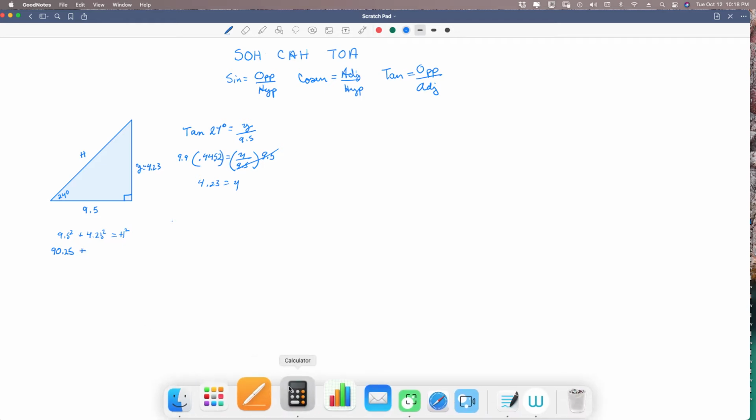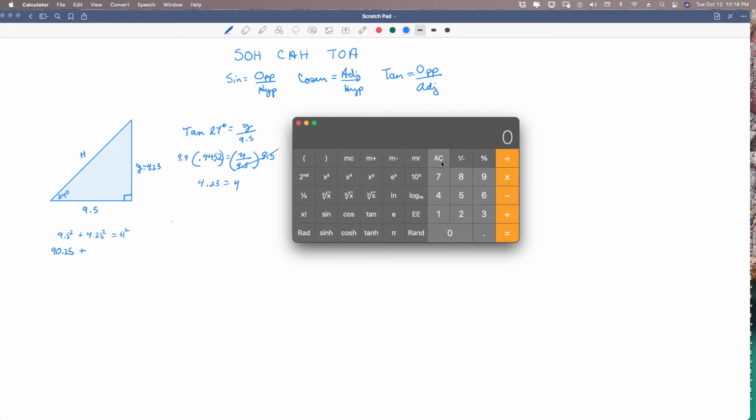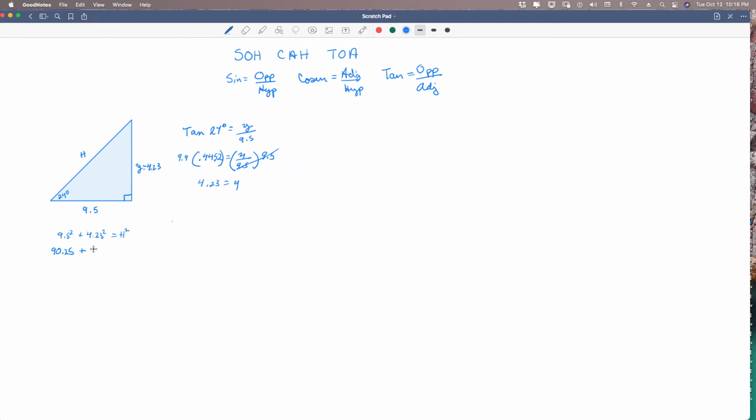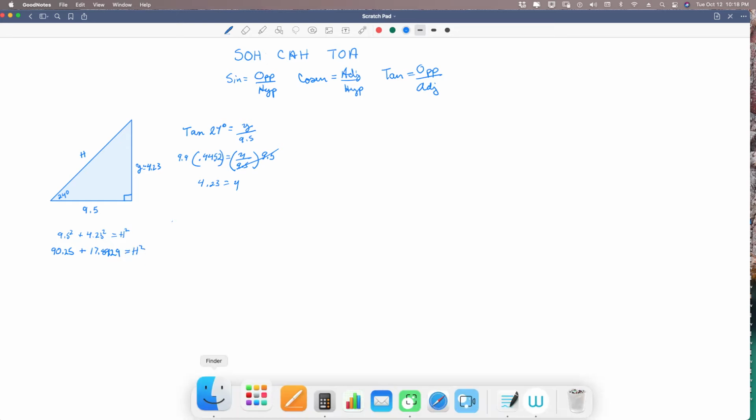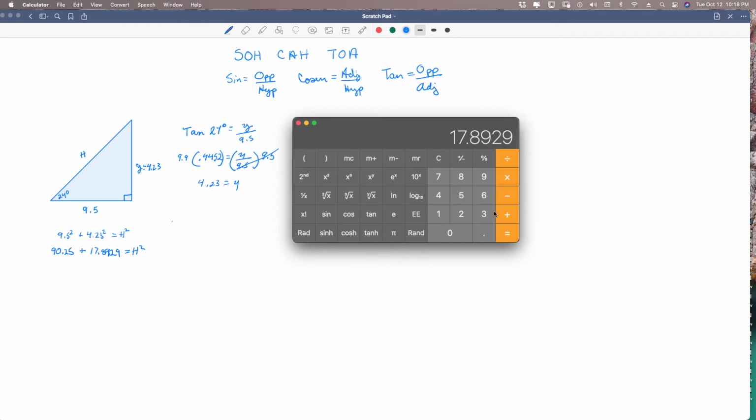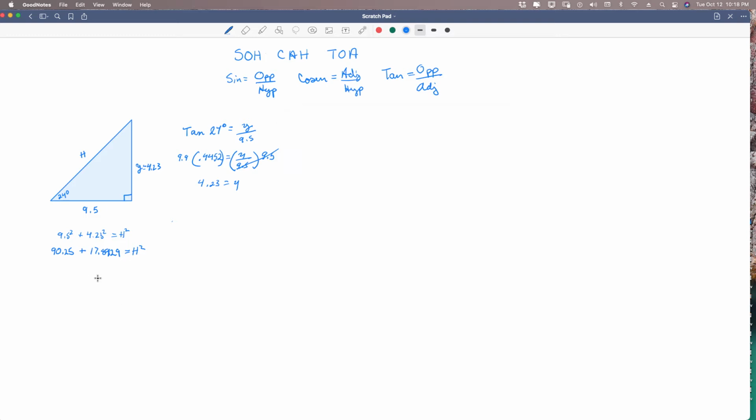Plus 4.23 squared, let me clear that, is 17.8929. That equals h squared, so I'm going to add those two together. Let me add 90.25 to that, and I get 108.143.